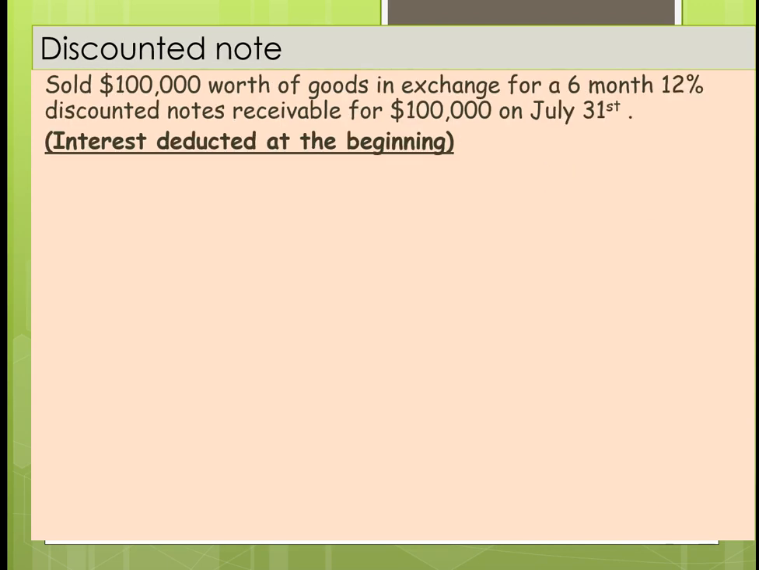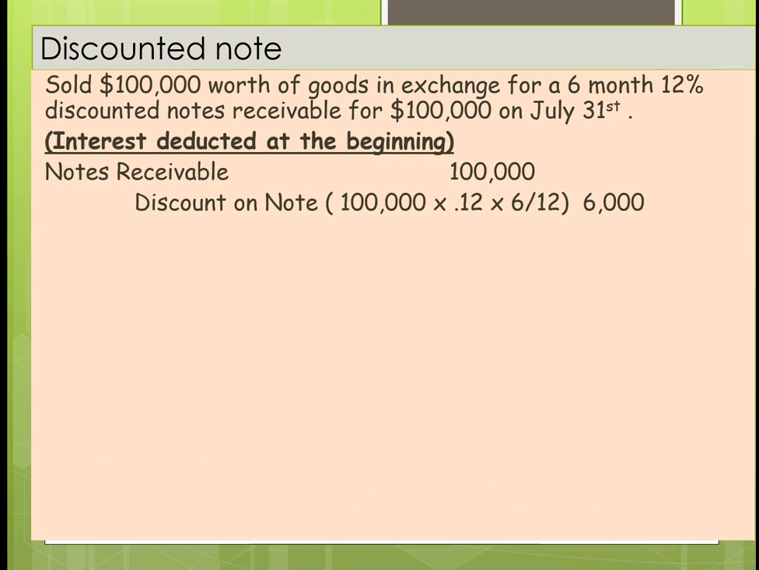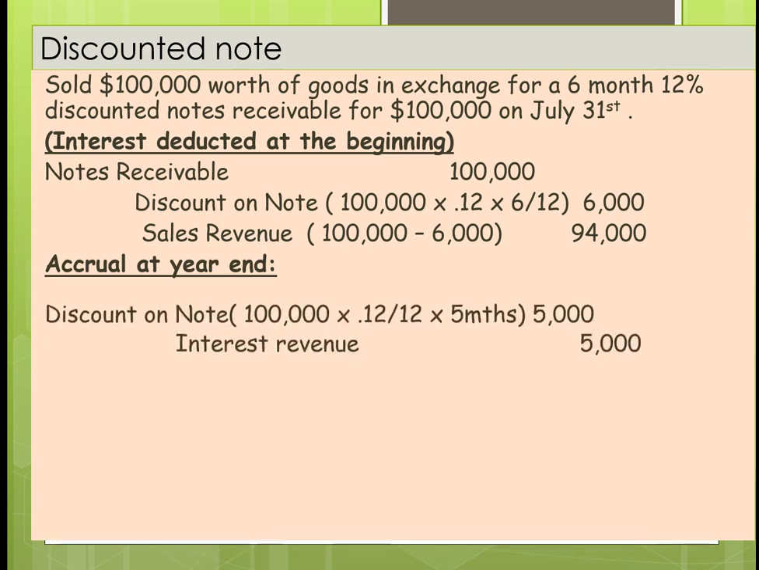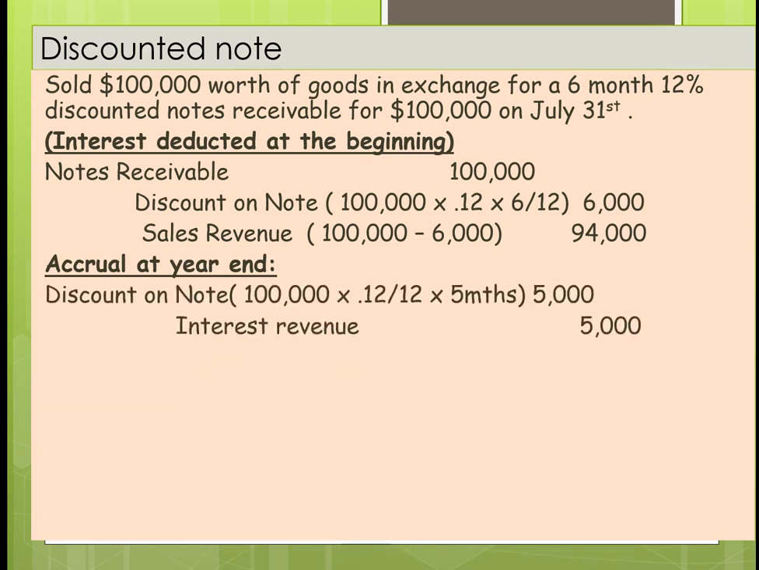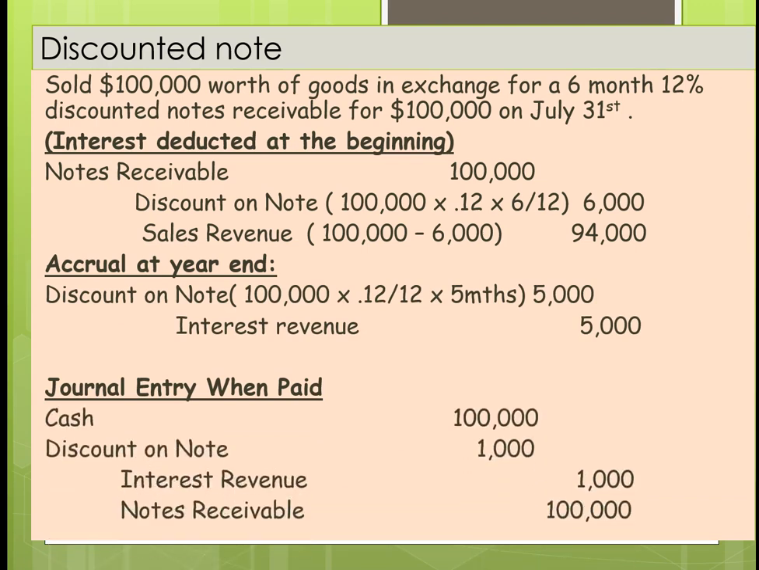Now what if we have a discounted note? In this case, the interest is paid up front. So the notes receivable, we would take out the interest and they would only get part of the money. You always pay a higher interest rate when you pay interest up front because you receive less cash. All right, accrual at year end, you'd have discounted note, interest revenue, and when it's paid, this is what it would look like.